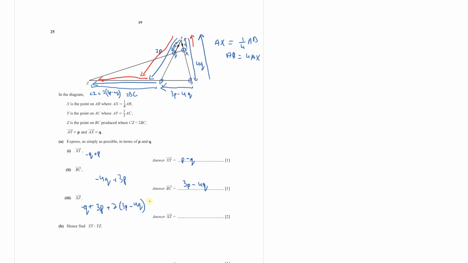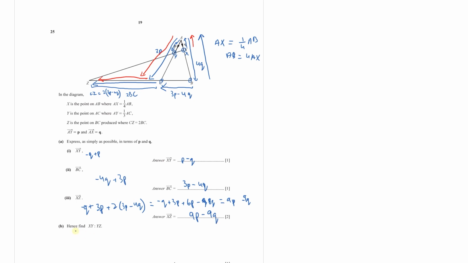So let me simplify it. I'll get minus Q plus 3P, and 3 times 2 is 6, so 6P minus 8Q. Minus 8Q minus Q is minus 9Q, and 6P plus 3P is 9P. So you get 9P minus 9Q.